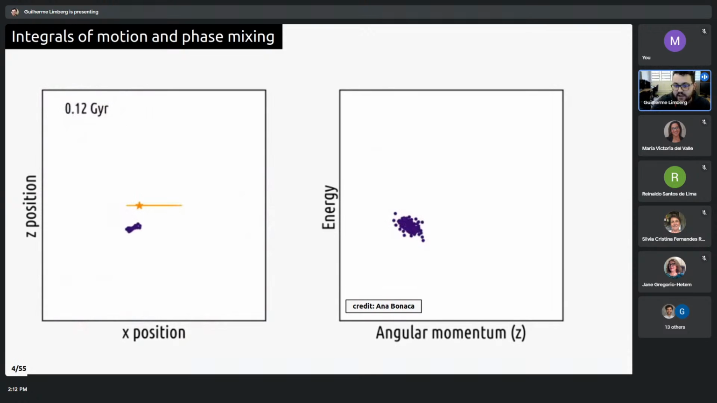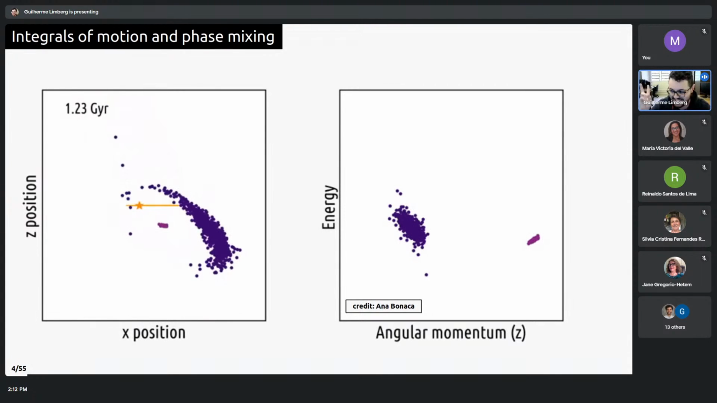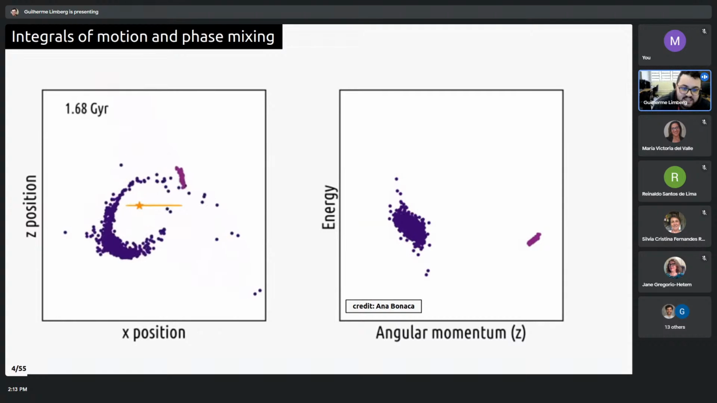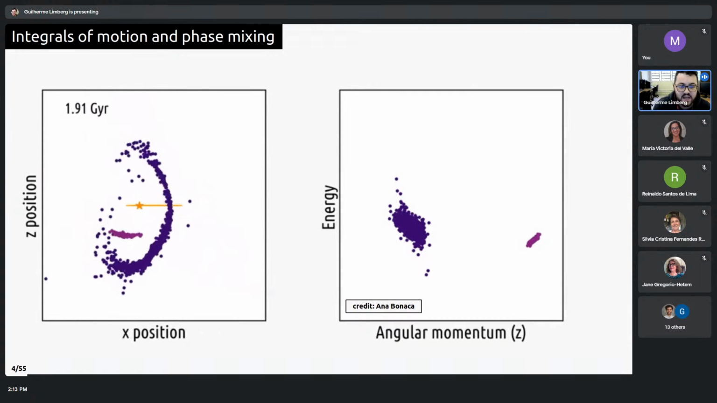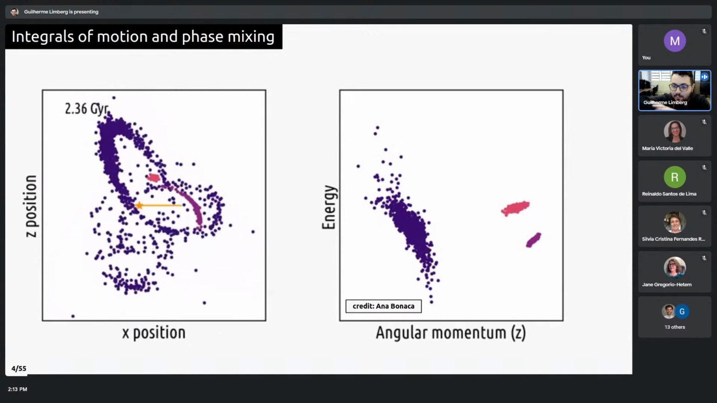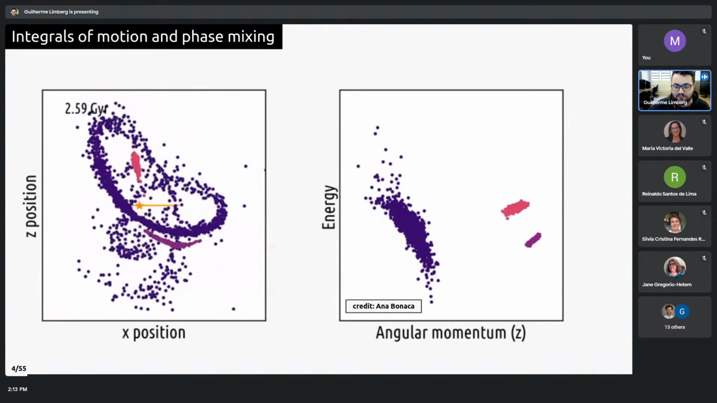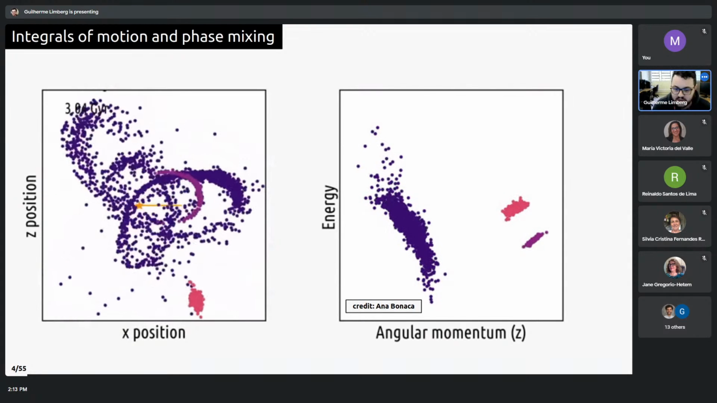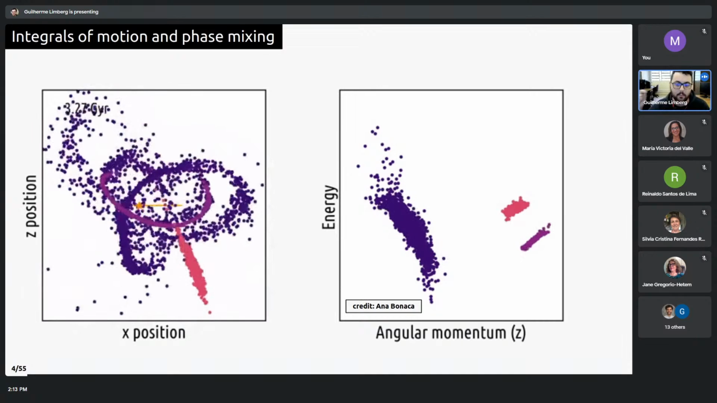And as time passes in the simulation, these stars from these dwarf galaxies will eventually be very well mixed within the potential of the Milky Way, within the halo of this simulated Milky Way. But despite the amount of mixing and phase mixing that these stars suffer, despite being completely disrupted into the halo, you can see on the right that they still maintain a certain amount of coherence in this orbital energy versus angular momentum space.